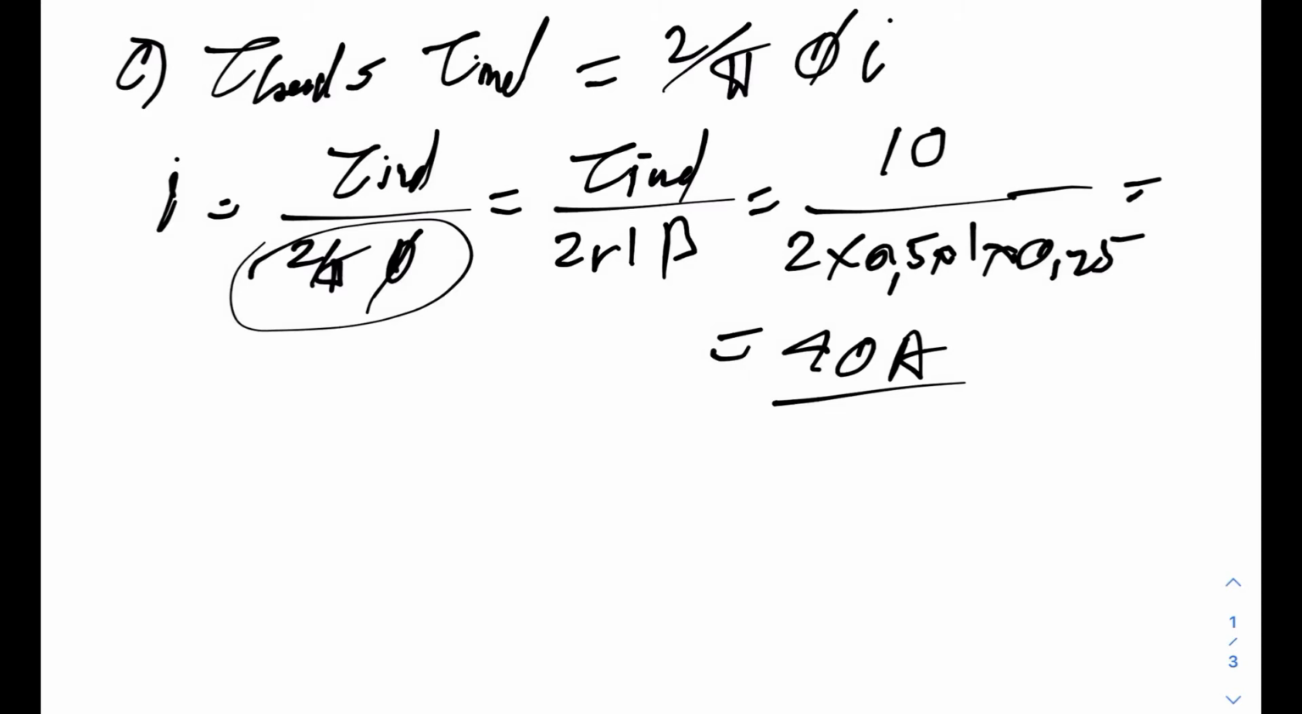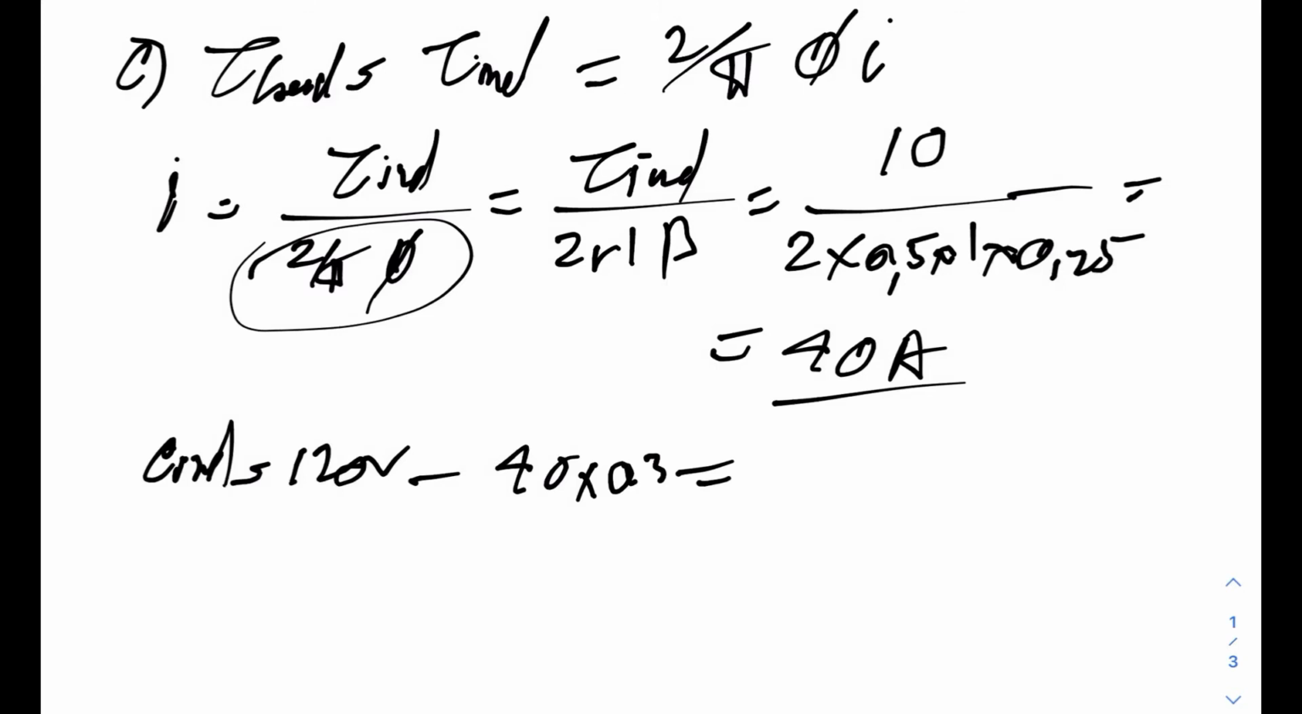So by Kirchhoff's voltage law, we have E induced equal to what? 120 volts minus 40 multiplied by 0.3. This is V battery minus what here? IR. Okay, current multiplied by resistor. So the answer will be 108 volts.